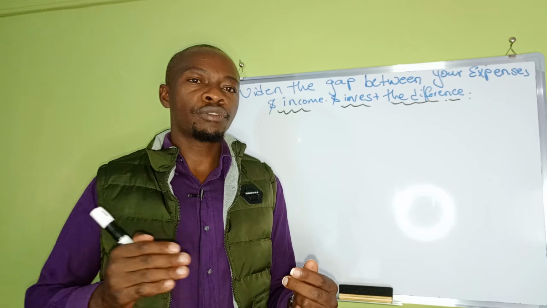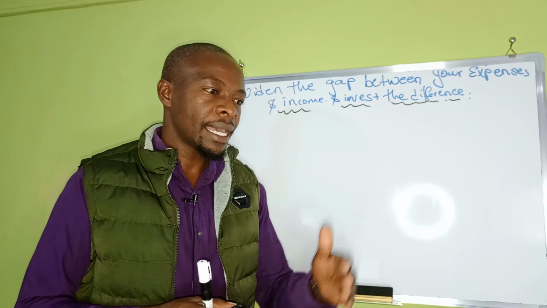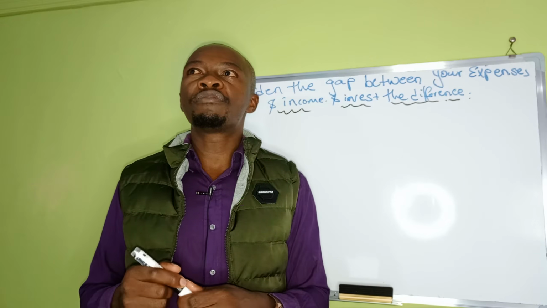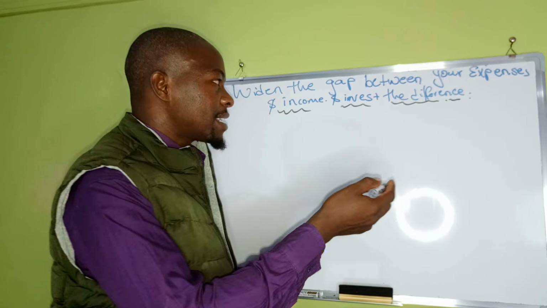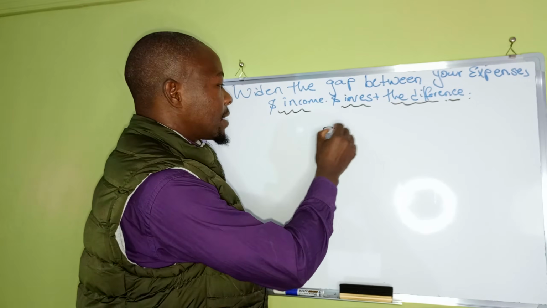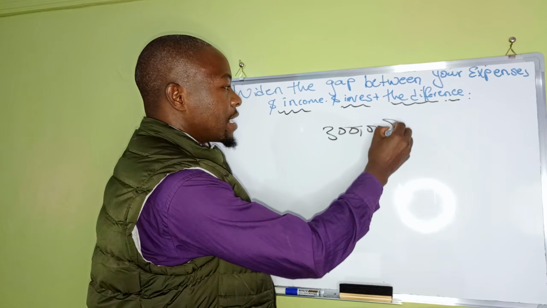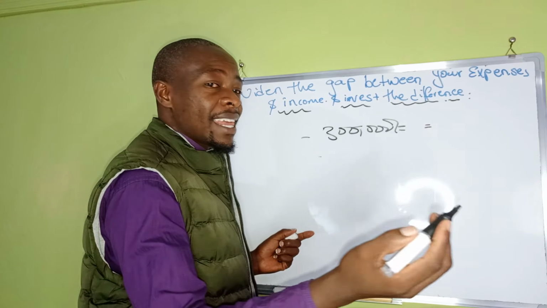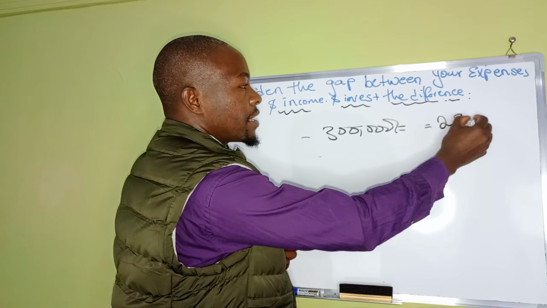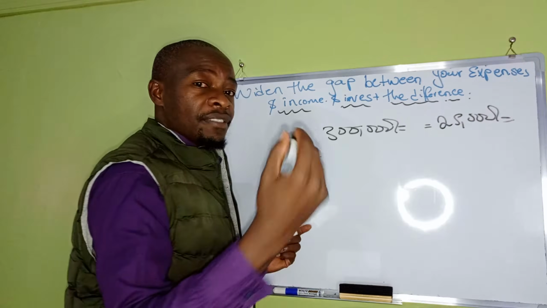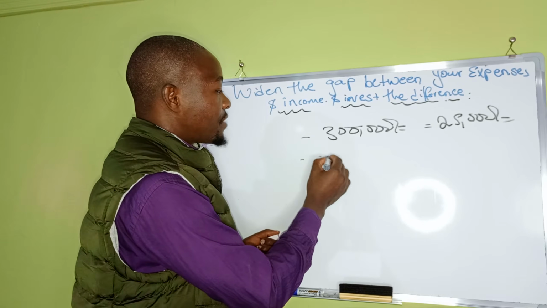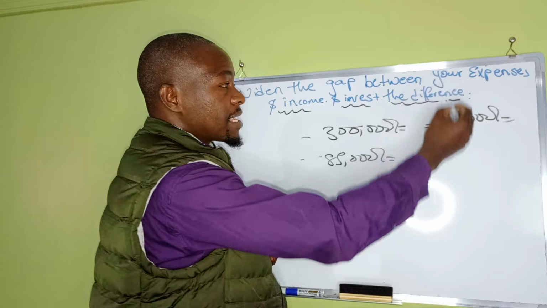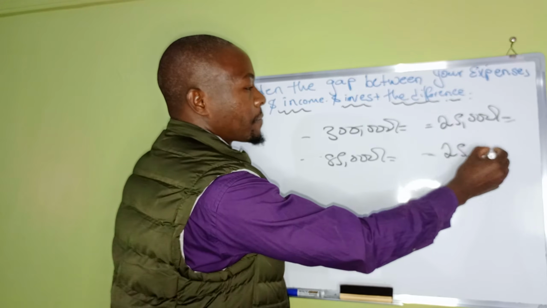Now, today I'm going to take you through and explain. When I say create a great difference between the two, most of the time you might find somebody who is earning 300,000 at the end of the month, and what they manage to save is like 25,000. And then you might have somebody who is earning, let's say, 85,000, and they're saving a similar amount of money, 25,000.